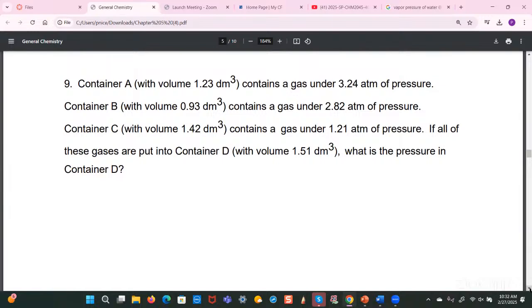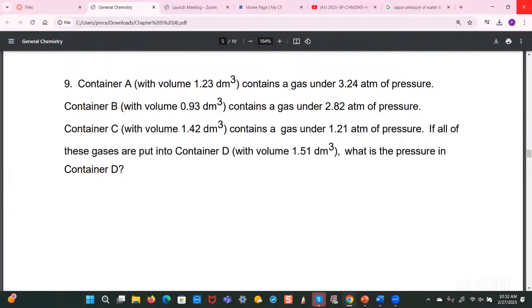There is an equation or a law which relates the pressure to volume. Let me give you a hint. It's the very first law that we met. Boyle's law, exactly, right? Boyle's law describes the relationship between the pressure and the volume of a gas.